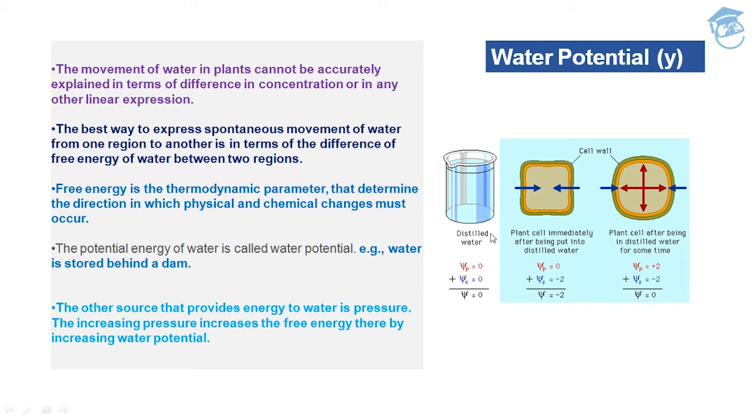See, this is the distilled water which has a water potential of 0. This is the plant cell immediately after being put into distilled water, and its water potential is in the negative form. And this is the plant cell after being in distilled water for some time. Then it also applies turgor pressure. So this is +2 and this is -2, therefore it is 0. Okay, I hope it is clear to you that water potential is about the movement of water in plants that cannot be accurately explained in terms of difference in concentration or any other linear expression.